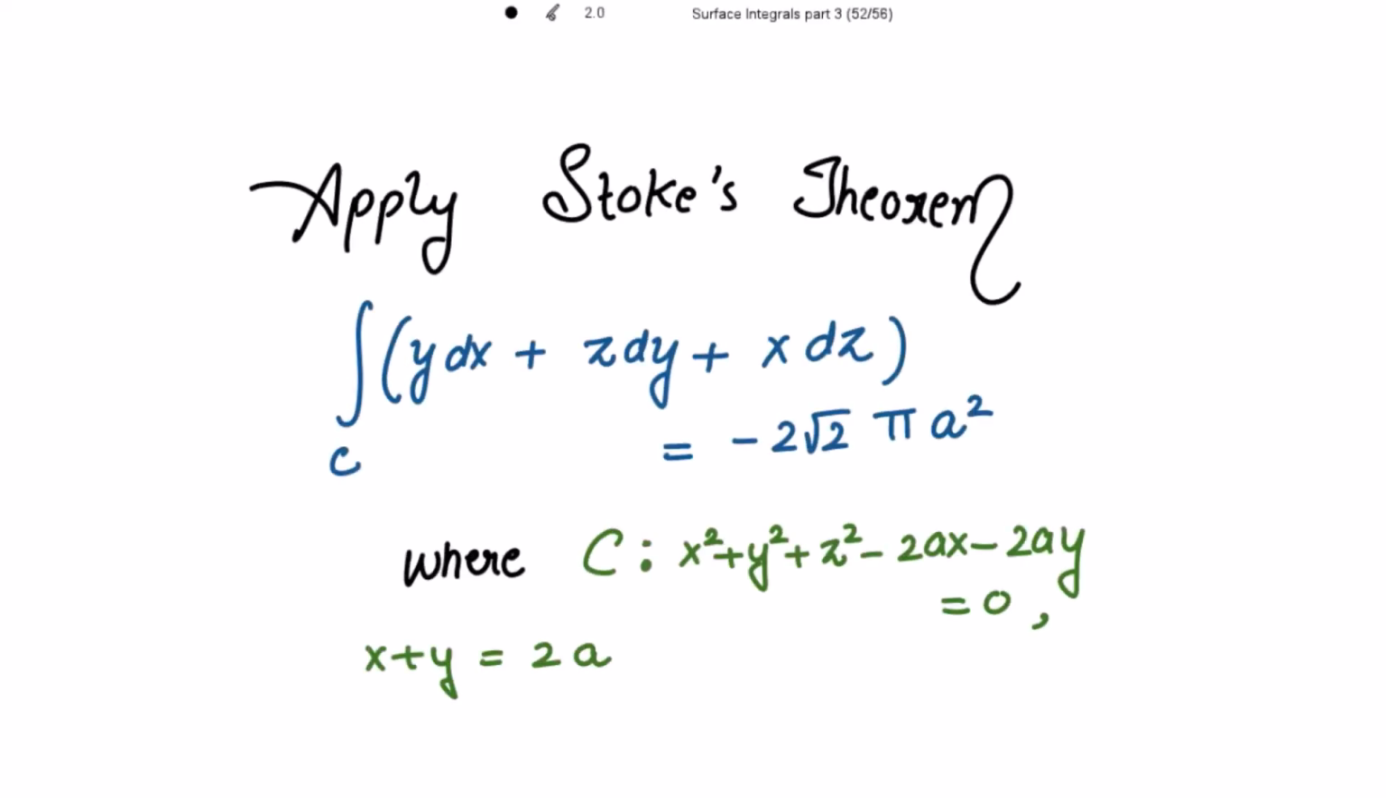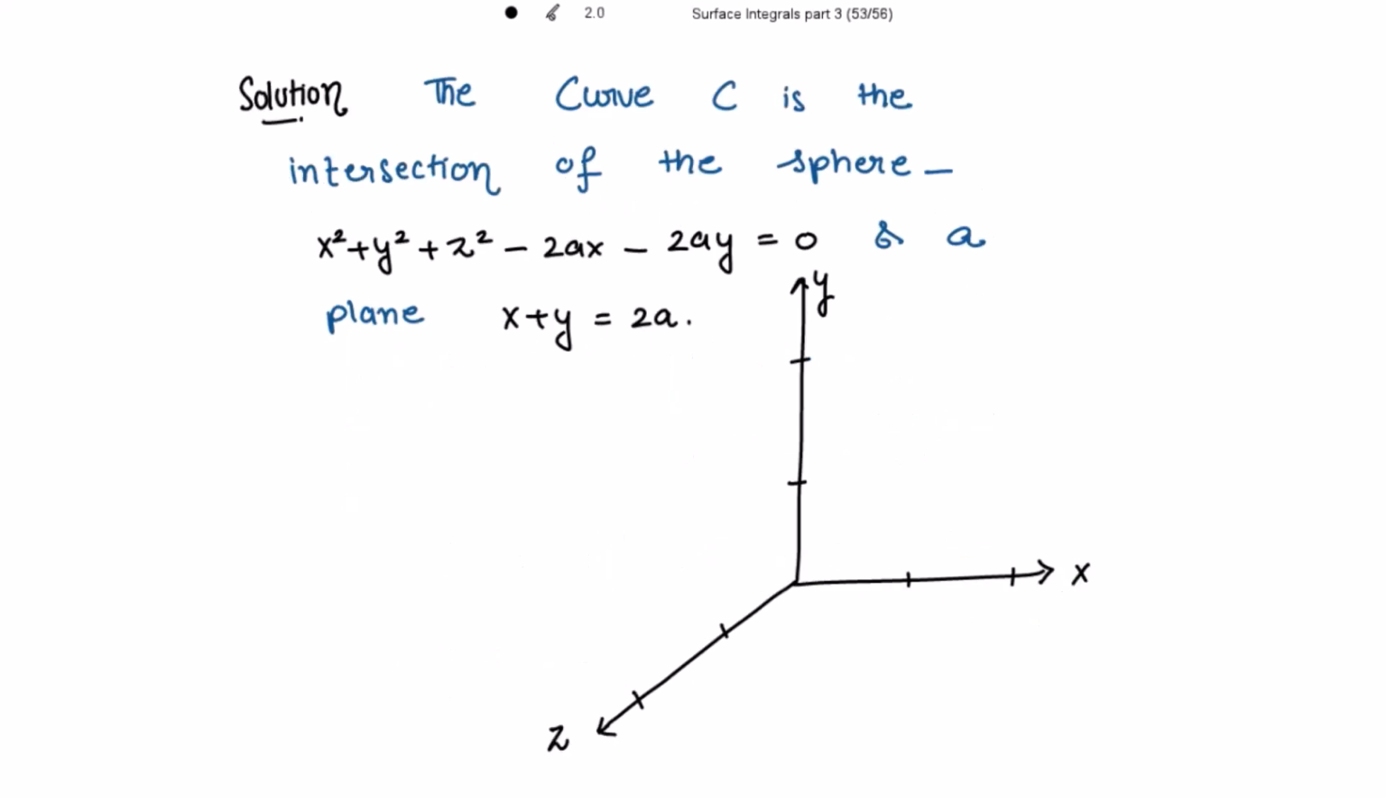to apply the Stokes theorem on this line integral to get the result minus 2 root 2 pi a square, where C is the curve given by this sphere and this plane, which means C is what? It is the intersection of this sphere and this plane, right? So the curve C is the intersection of the sphere and the plane.